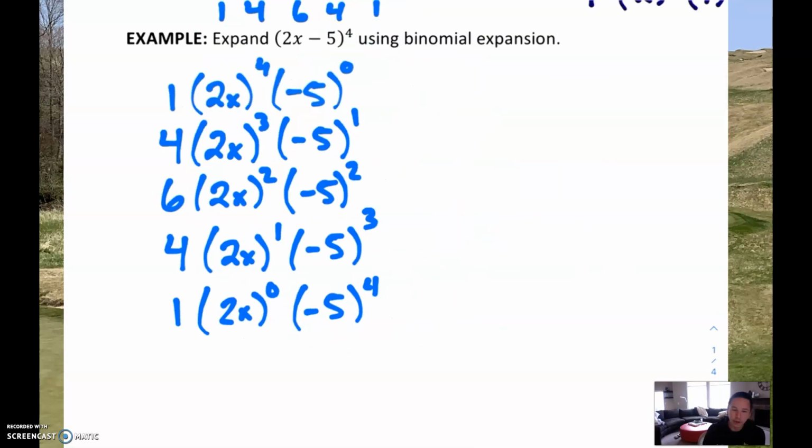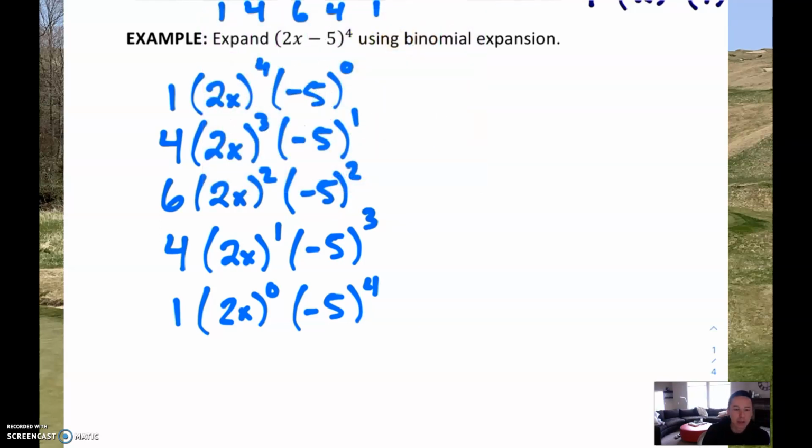So hopefully you're noticing the pattern here. This is just your Pascal's row. 1, 4, 6, 4, 1. We're taking that first term, which is 2x, and it's getting raised to descending exponents. So we went 4, 3, 2, 1, 0. And here we are ascending. We're going up 0, 1, 2, 3, 4. So hopefully setting it up isn't so bad.